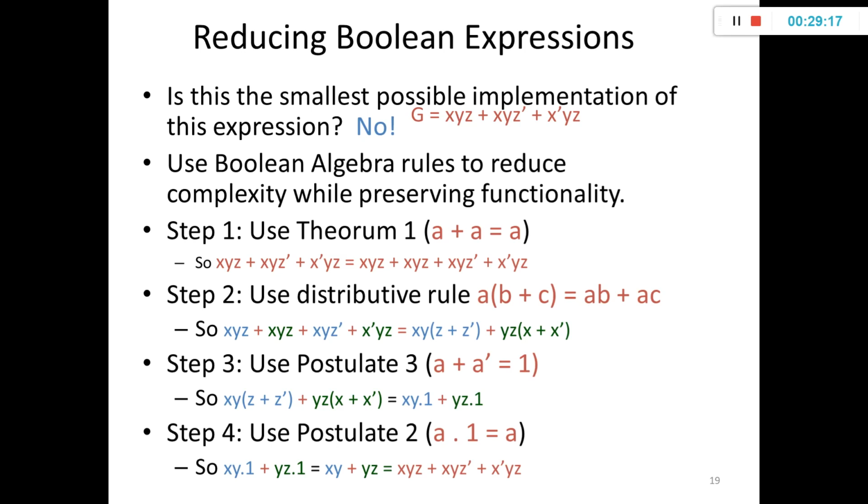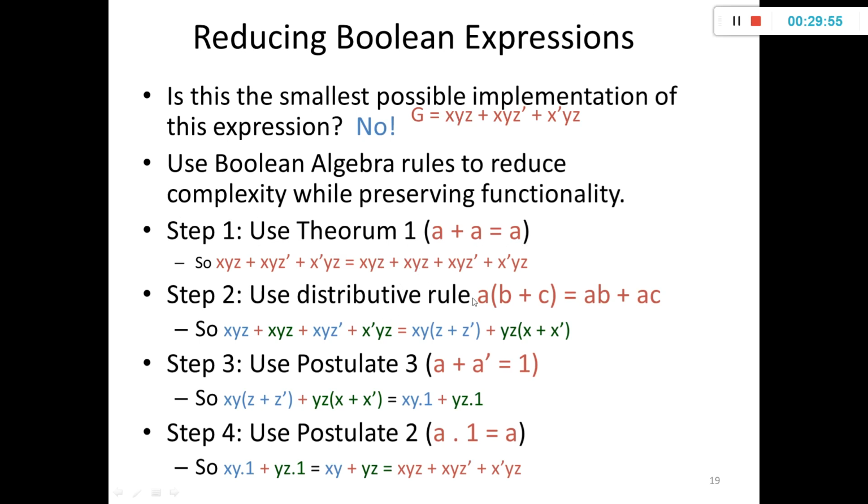Next, reducing the Boolean expressions. In the slide you can see it. Is this the smallest possible implementation of this expression? No, it is not the smallest possible implementation. You have to try to reduce it using theorems, using the distributive law, using postulates. See here. First step, use theorem 1, that is A plus A equals A. You can write XYZ plus XYZ is equal to XYZ only. So you can write 2 times this.